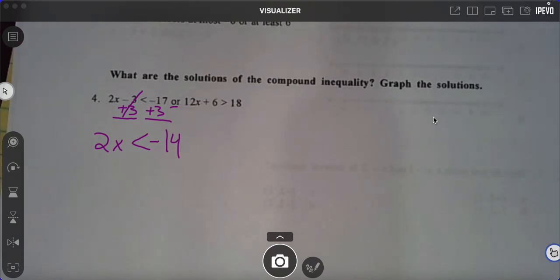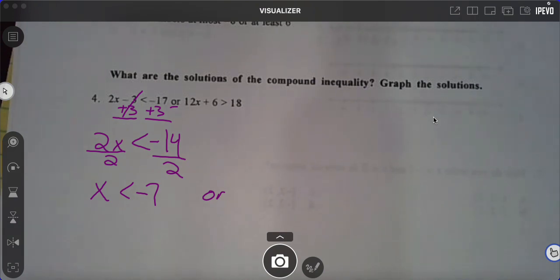Then what do I do? Divide. Divide by what? 2. So we added our 3, and now the 2's over here. So I'll divide by 2, and it's just a +2, so I'm going to leave that alone. It's x is less than -7. Or, okay, right? Now we're going to do our other problem. That's what makes it a compound. We've got 2 of them.